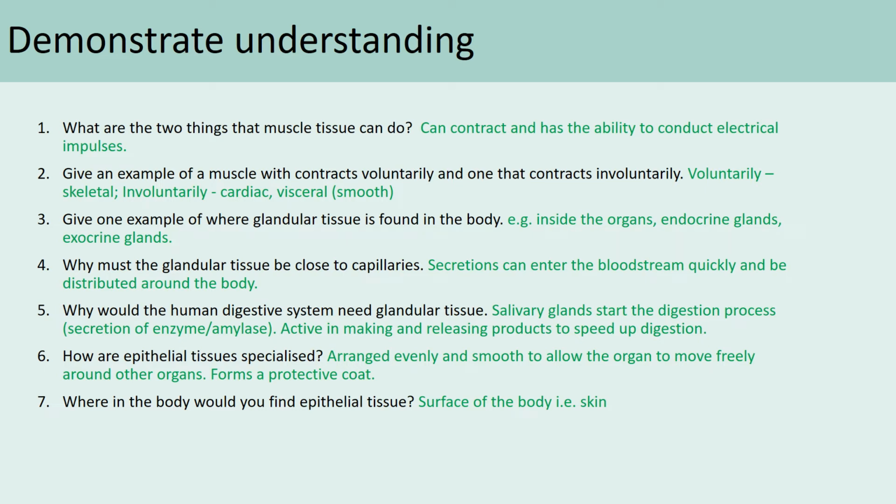Number 6, how are epithelial tissues specialized? So they're arranged very evenly and smooth. So it gives that nice smooth surface. And that allows the organ to move freely around other organs. And it also forms a protective coat around that organ. And finally, number 7, where in the body would you find epithelial tissue? The surface of the body, so it's the top layer of our skin.